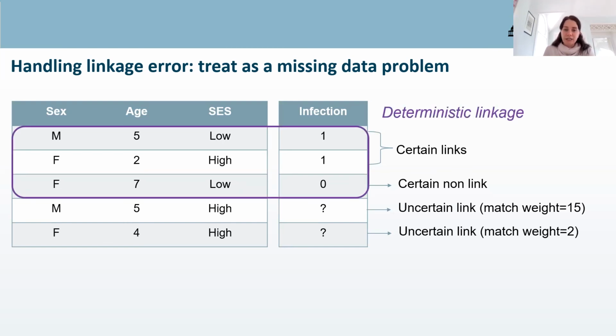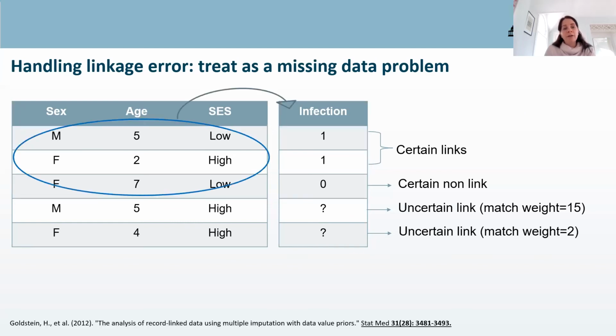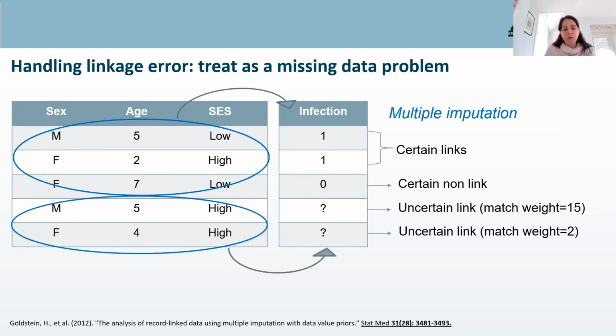A deterministic linkage strategy might just take the records that we're confident about, and that would have the same sort of problems as a complete case analysis. An alternative would be to look at the complete cases and to look at the relationship between the predictors and the outcome, or the variables in one data set and another, and use that information to impute the values for the records where we have that uncertainty. So basically this would be where we haven't made a certain link or a certain non-link, we treat the record as having missing values and we impute the data for those missing values.